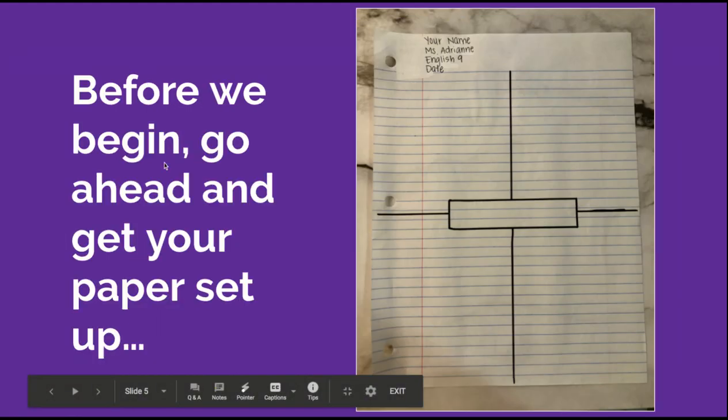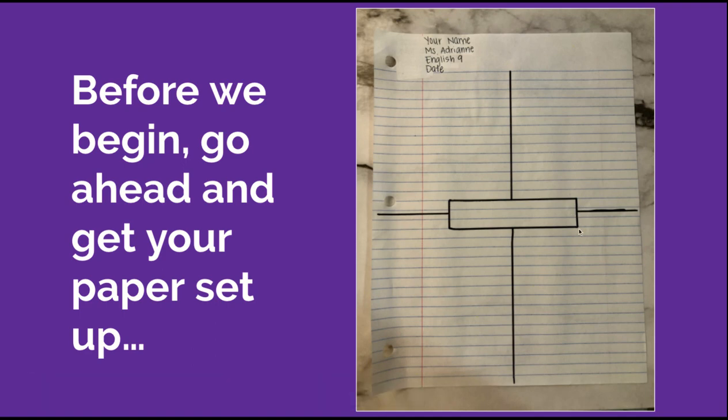So before we begin the activity, I want you to go ahead and get your paper set up. You're going to draw a long box here in the middle of your paper, and then you're going to draw 4 squares around that box. Easy enough. Go ahead and pause the presentation while you get this paper set up. Now, assuming you have the paper set up, we will continue.